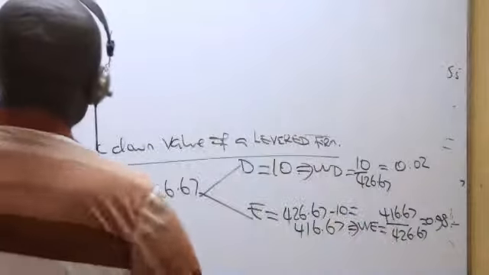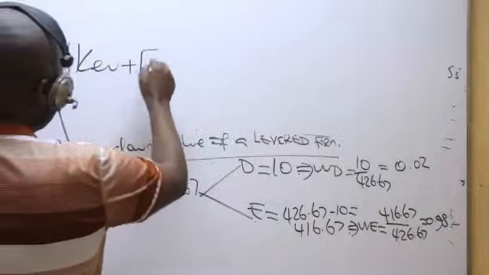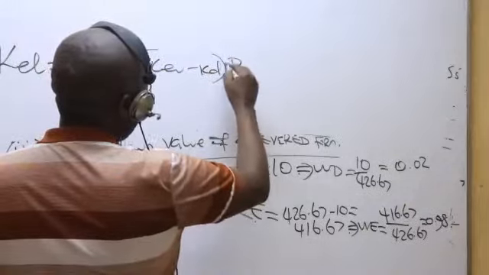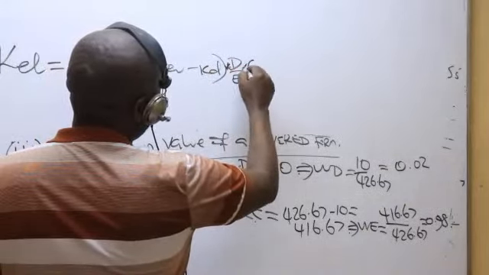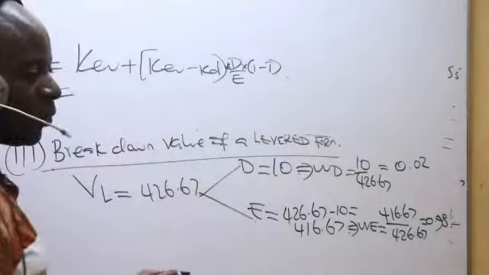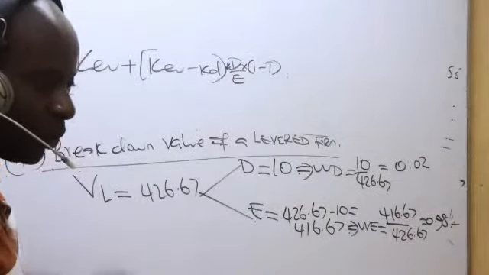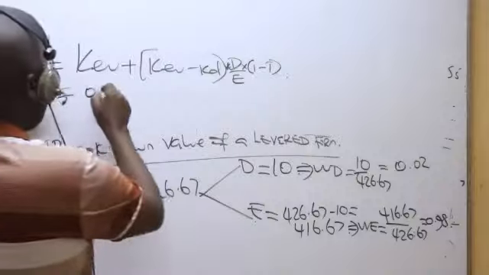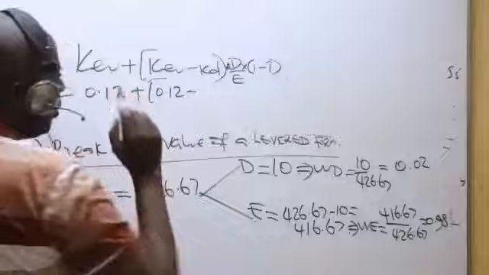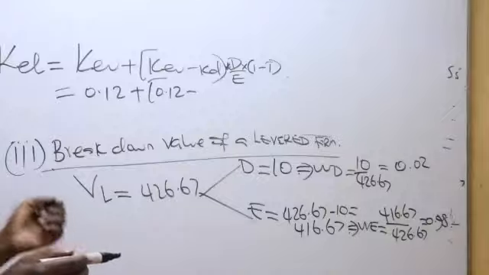So Ke, we'll talk about that. So Ke is Ke plus, we have here Ke minus Kd into D over E into 1 minus tax. Could you kindly remind me, what is our Ke? Is there somebody who is able to remind us our Ke? We have written it up there. It was 0.12 plus 0.12. Kd, do we know what our Kd is?